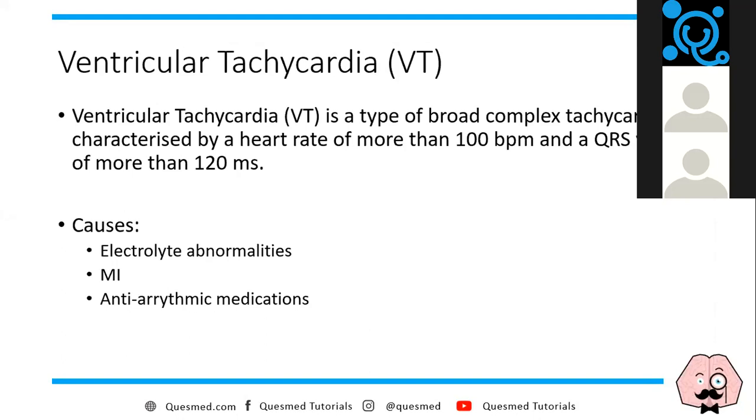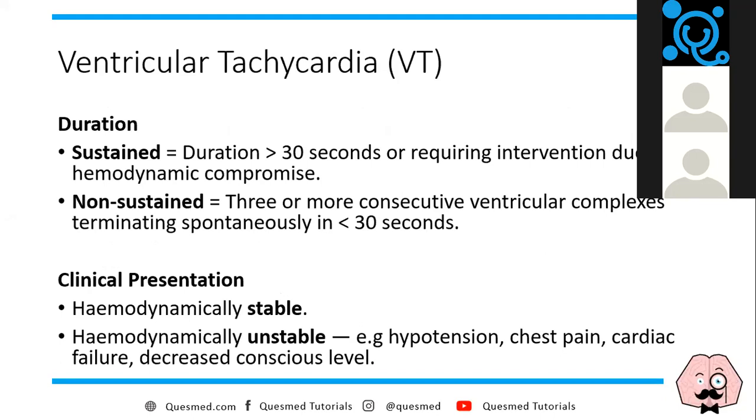So what is VT? Well, it's a broad complex tachycardia. It's typically defined as a heart rate of more than 100 and a QRS width of more than 120. There are many causes of VT, whether it's electrolyte abnormalities such as hypokalemia or hypomagnesemia, or whether a patient's had a myocardial infarction, or whether they've precipitated VT because of the use of antiarrhythmic drugs. You need to think, is the patient stable or unstable? Thinking about duration, if it's sustained, then it's lasting over 30 seconds or it's requiring intervention due to hemodynamic compromise. Non-sustained means that it's terminating by itself within 30 seconds.